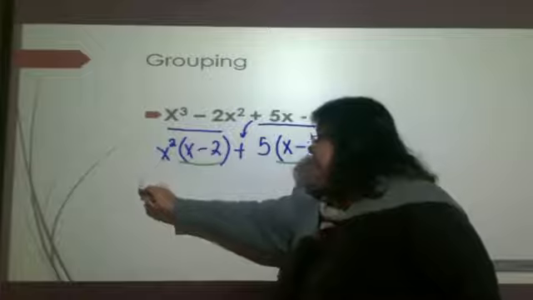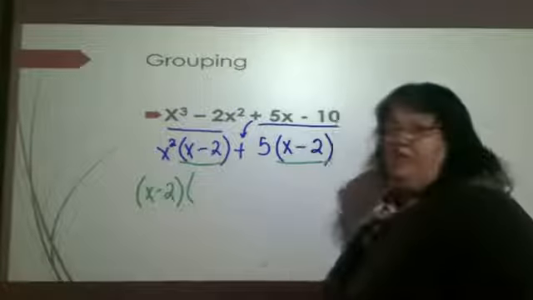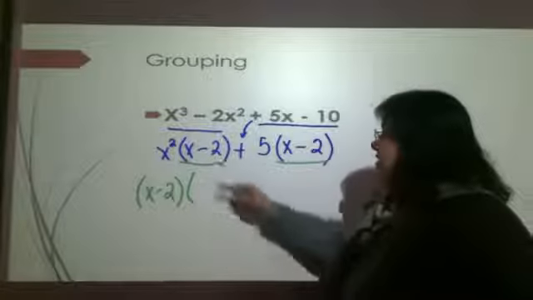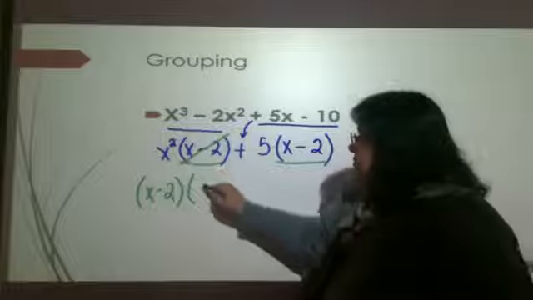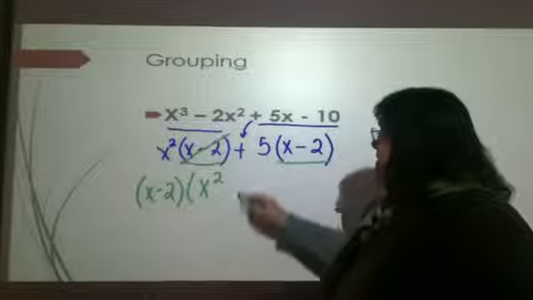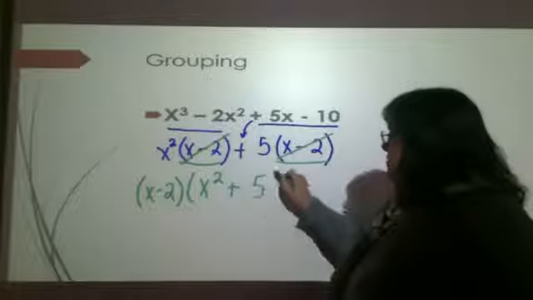Now what you're going to do is pull that factor out, open a parenthesis, and see what's left behind. On this first big group, if I factor this away, I'm left with an x squared plus, and when I factor it out of the second group, I'm left with a 5.